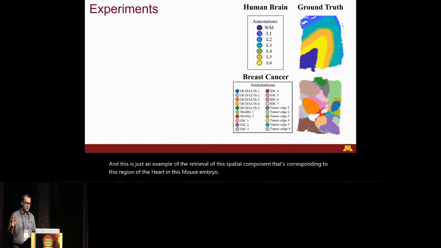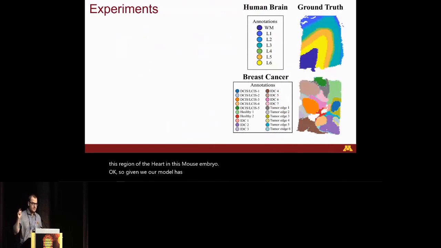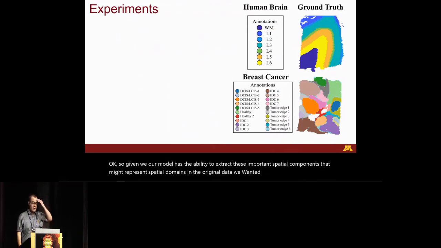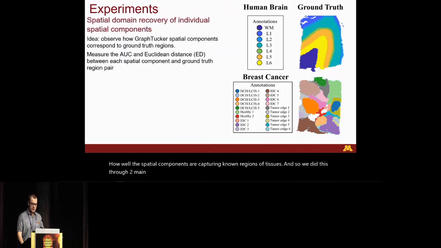Okay, so given our model has the ability to extract these important spatial components that might represent spatial domains in the original data, we wanted to evaluate and quantify how well these spatial components are capturing known regions of tissues. And so we did this through two main experiments. First is this spatial domain recovery, looking at the individual spatial components.